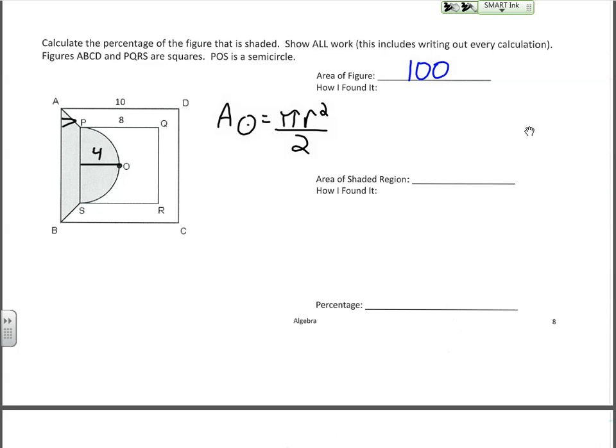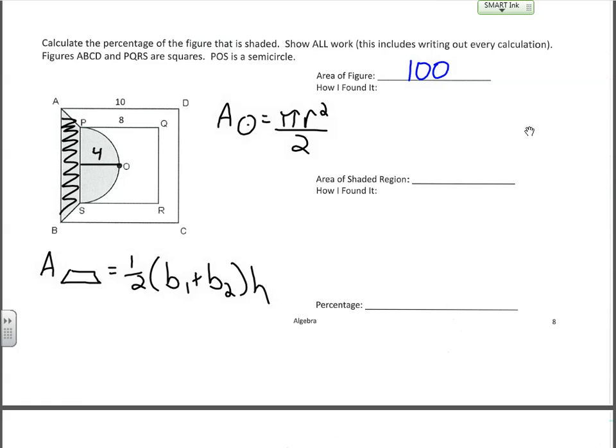For this section here, some of us looked at it in terms of a trapezoid, and the area for a trapezoid is 1/2 times the sum of the bases times the height. Or some of us thought, hey, that shaded section there is 1/4 of the area of the outer square's area. So if we look at the outer square, the trapezoid, this section, the shaded area, is 1/4 of that.